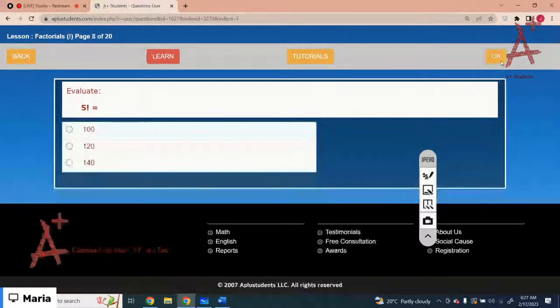Okay, the next one is 5 factorial. So 5 factorial means 5 times 4 times 3 times 2. Got it? So 5 times 4 is 20. 20 times 3 is 60 and 60 times 2 is 120. Got it? So the correct option is 120.